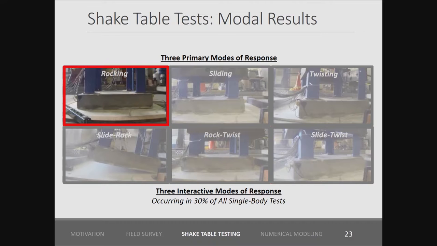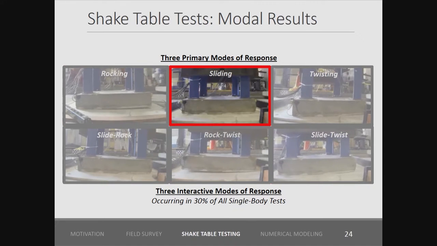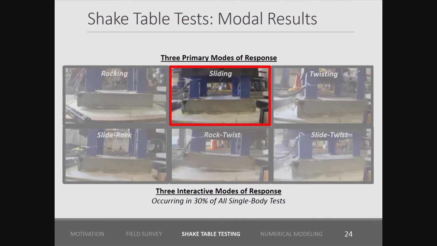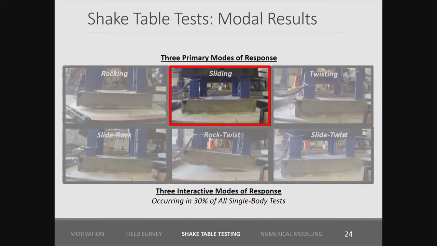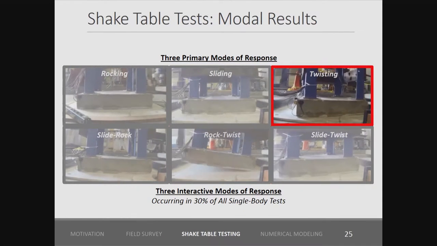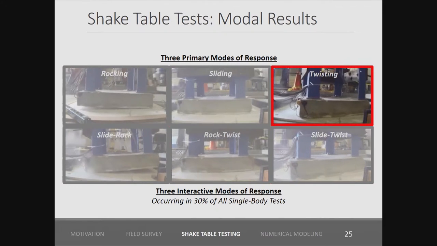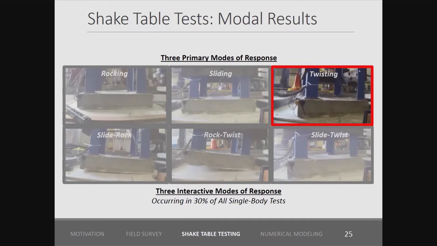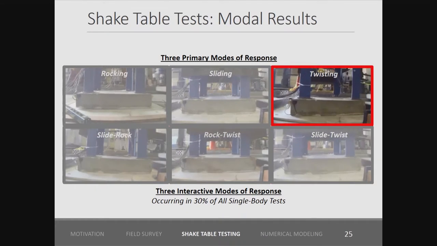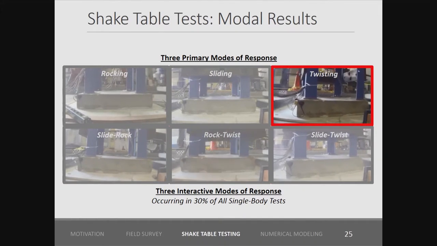This is compared to the sliding mode, which consists of translation in the direction of the shaking table motion, as well as the twisting mode, which consists of a rotation about the vertical axis of the tower. However, it should be noted that this twisting mode was always observed in some kind of a combination or an interactive mode. However, it is separated here for purposes of analysis.